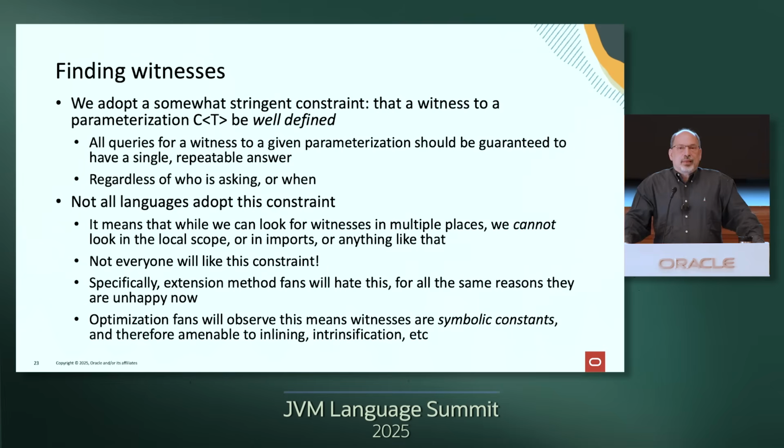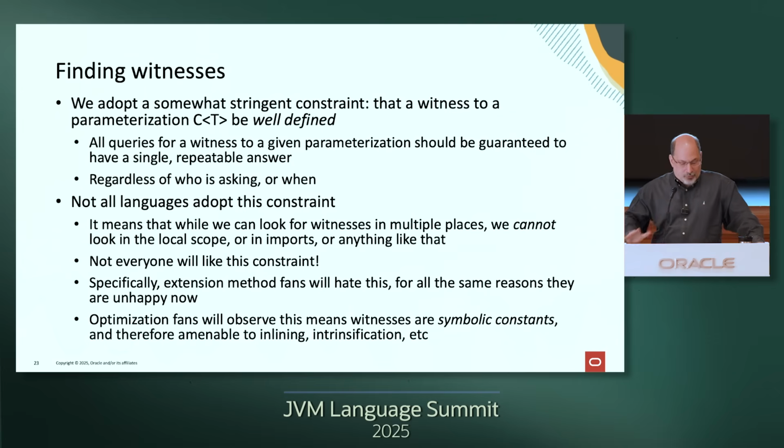And like I said before, different languages that have similar features, they vary. One of the ways in which they vary is who can declare witnesses, how do I find the witnesses, how do I resolve them? And in this design, we've chosen a somewhat stringent constraint that some people will absolutely hate, which is that the parameterization for a witness be well-defined. That when I say, give me a witness to Comparator<String>, I'm asking a well-defined question, that there be one. I don't want, when I say, give me a witness to Comparator<String>, to get a different answer than when you ask, give me a witness to Comparator<String>. And there's a reason for that besides just predictability.